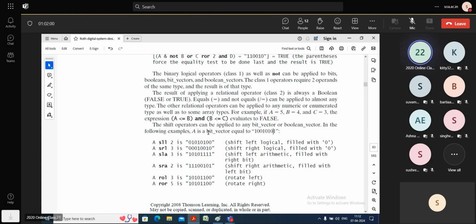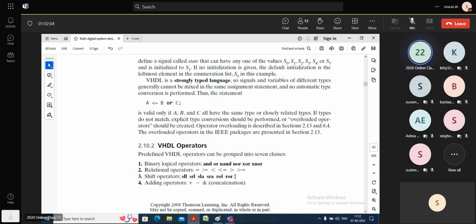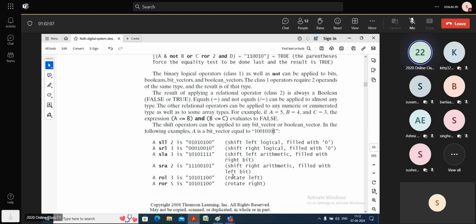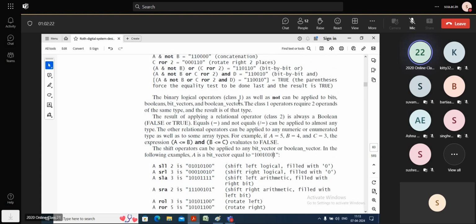And the shift operators, that is class 3. Class 3 shift operators can be applied to any bit vector or Boolean vector. Here we'll see a SLL 2. The value of a is taken from here, that is 1001 0101. SLL stands for shift left logical, so SLL 2 means shift left logical by 2 places.